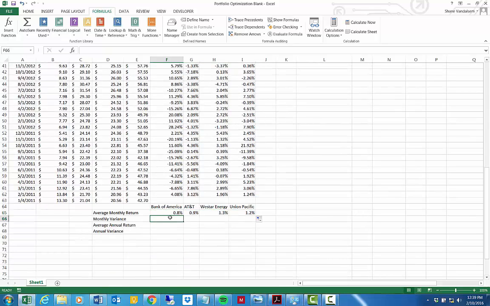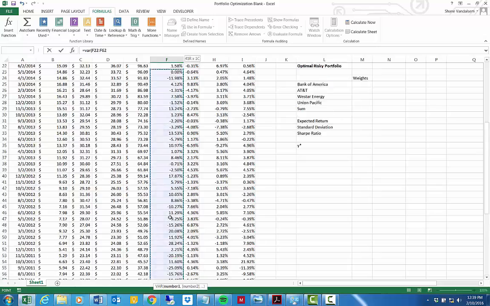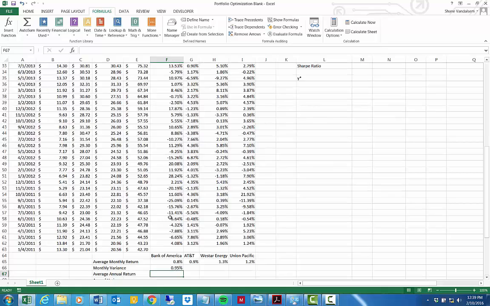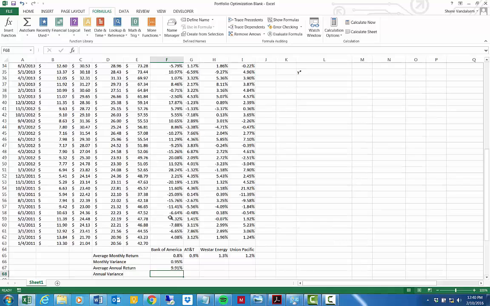I'm going to do the same thing for variance. Here I'm going to put in equals VAR. Again, I'm going to highlight these returns. Close parentheses. And this gives us the sample variance. If we wanted the population variance, we would put VARP. For now, though, we're just looking at a sample of returns, so we're just going to use the sample variance. The average annual return then is equal to that 0.8 multiplied by 12. And the annual variance is equal to our monthly variance, again, multiplied by 12.